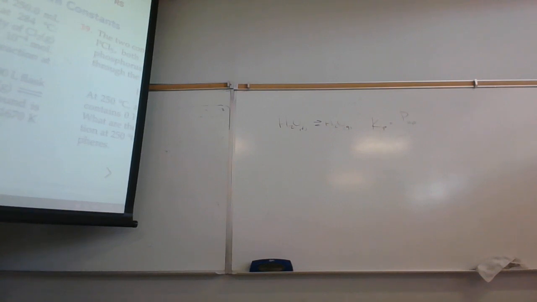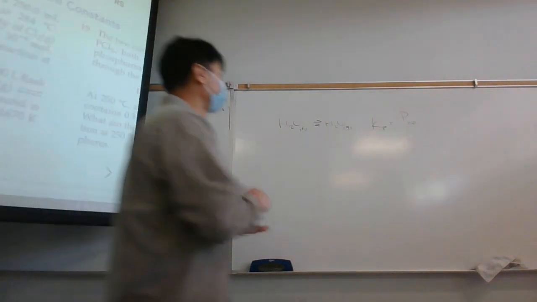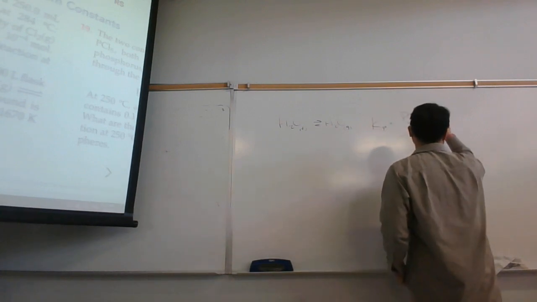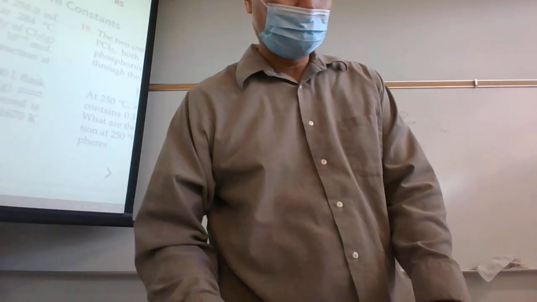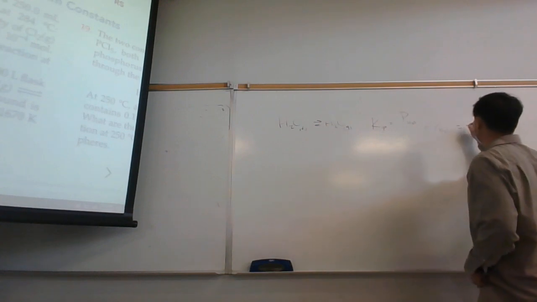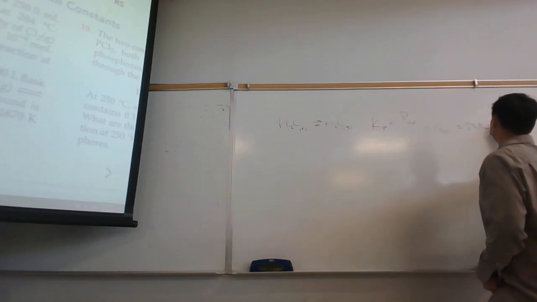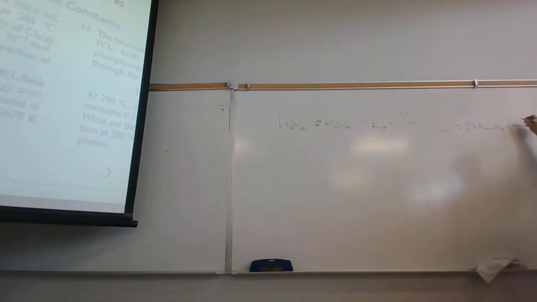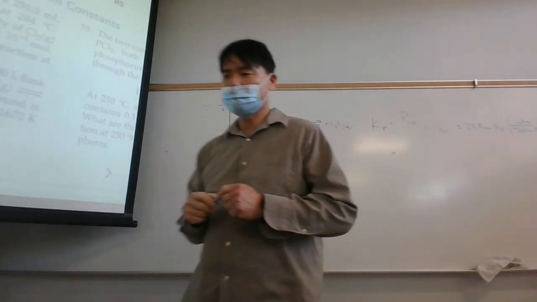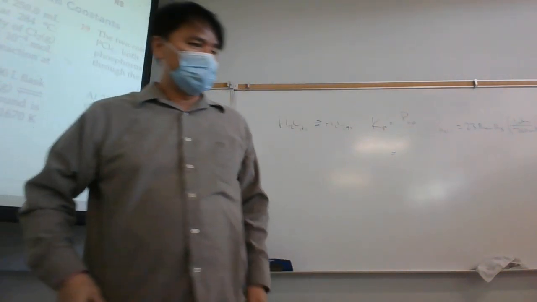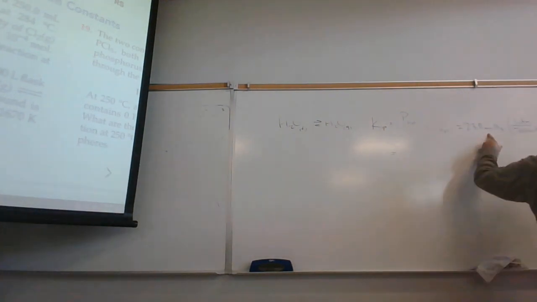So Kp was the partial pressure of H2O over 1. Except it has to be in atmospheres. And so the partial pressure of H2O is 23.8 millimeters of mercury converted to atmospheres. Kp is dimensionless, it doesn't have units, but we have to make sure we use the correct units. It's calculated, and then we drop the units after that.